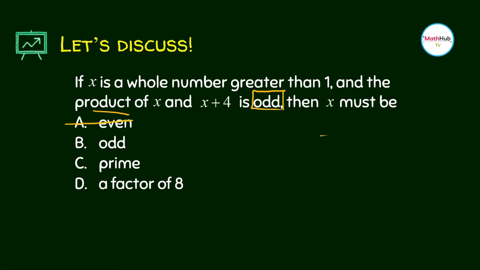Let's try B, odd. Can x be an odd number? Let's say, try 1. So if that's the case, x plus 4 is 5. What is now the product? 1 times 5. And the answer is odd. The answer is letter B.